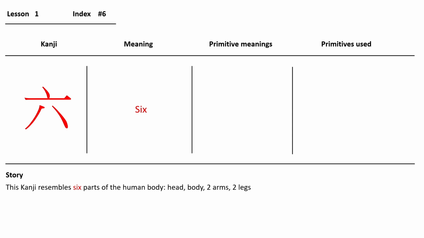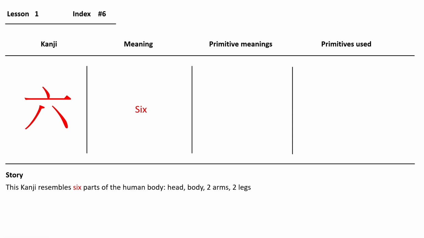So how will we remember this character? We will use the following story. We will say this kanji resembles 6 parts of the human body. The head, body would be like this, 2 arms, and 2 legs. The only catch is that you have to remember this is also the body. So we have head, body, 2 arms, and 2 legs, and you will have the number 6. This should help you remember that this character means 6.